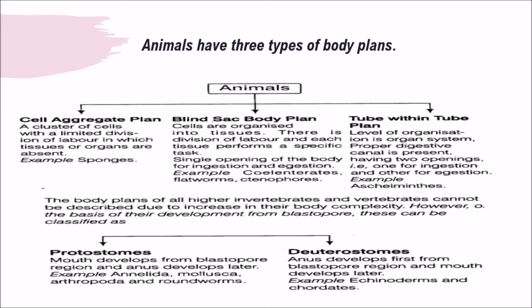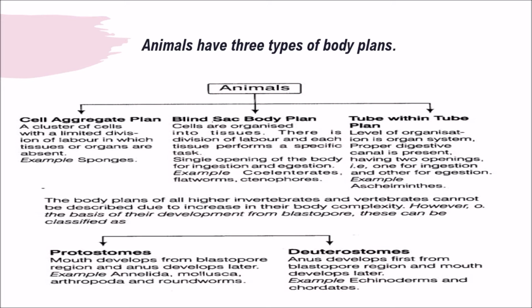Next we have the tube within tube plan. It is the level of organization in which an organ system is present and a proper digestive canal is also present. It has two openings, one for ingestion and the other for ejection. The tube within tube plan is a very good level of organization of organ system, with a proper digestive canal. Example, aschelminthes.